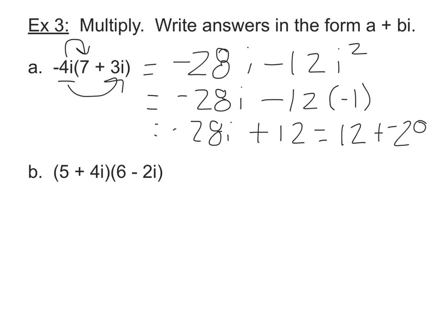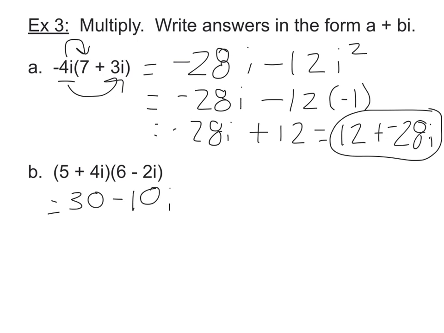Negative 28i is our imaginary part. So there we are in the form a plus bi. Let's take a look at b. As you would expect, we want to FOIL here. So 5 times 6 will get us 30. 5 times negative 2i will get us negative 10i. 4i times 6 will get us plus 24i. And then lastly, positive 4i times negative 2i will get us negative 8i squared.